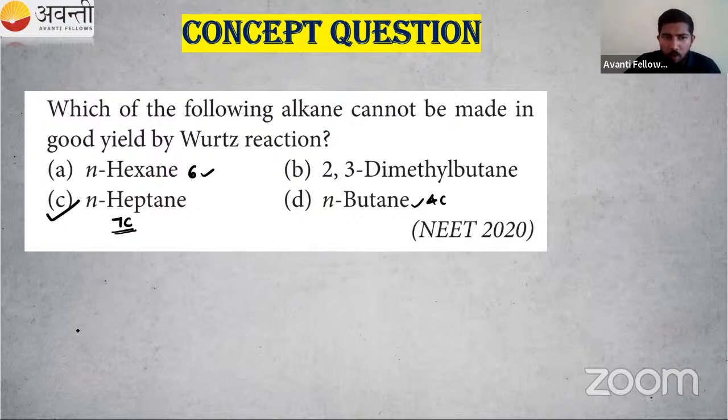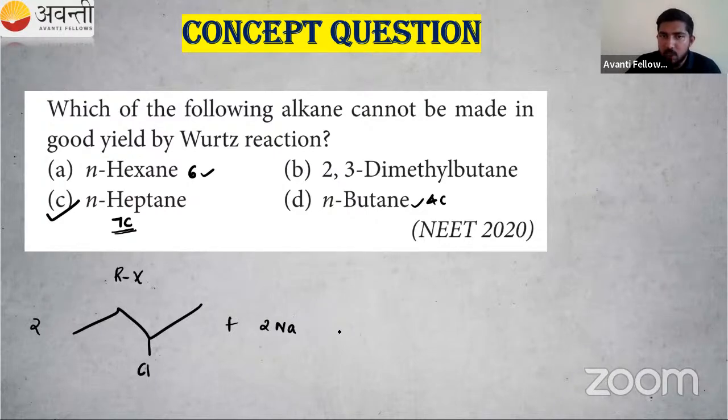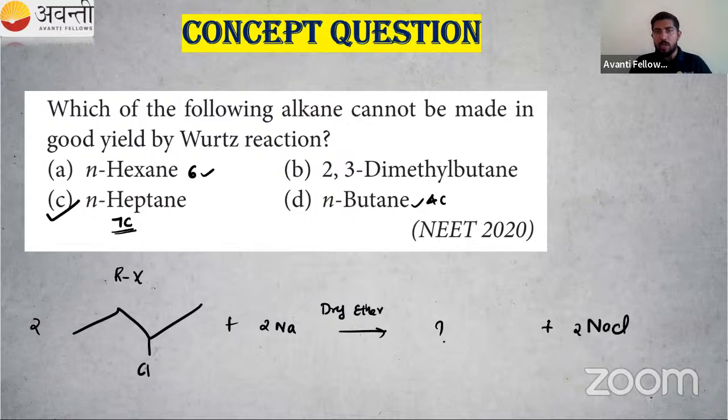So one homework question for you. So this is our alkyl halide. Then there are two, here also 2Na in the presence of dry ether. So what is the product obtained? One is NaCl, 2NaCl, or what is the major product? So that is a homework question for you. Okay. So homework question and the last concept question from NEET 2020 we have done.